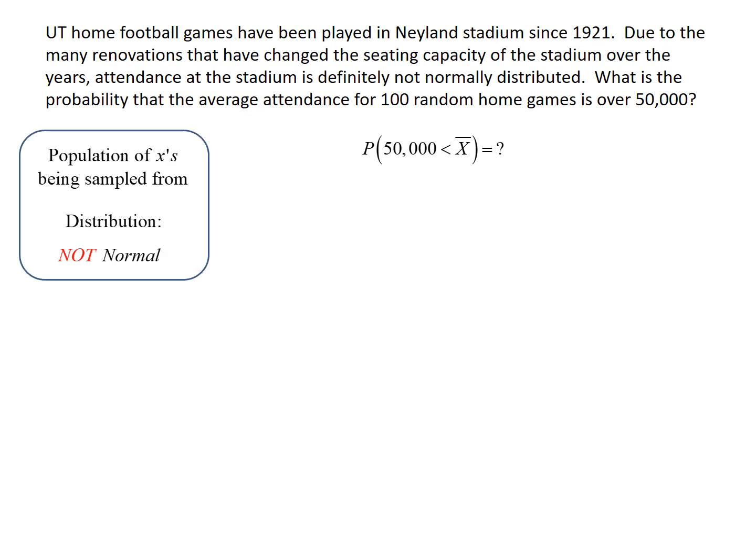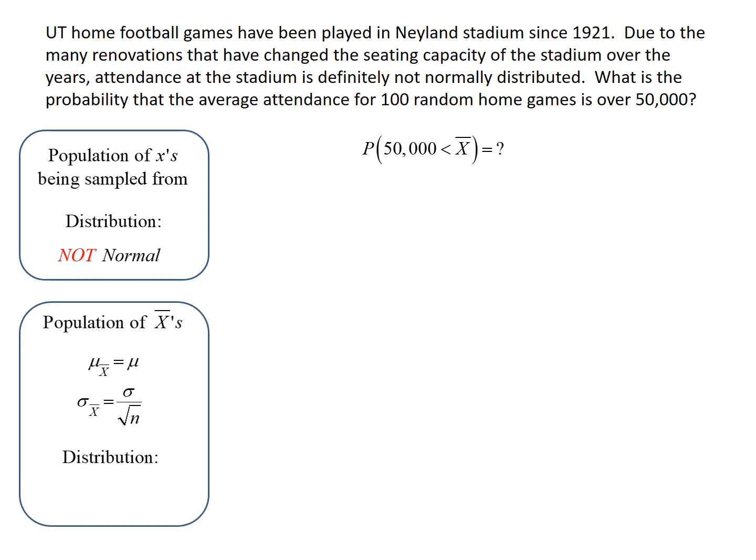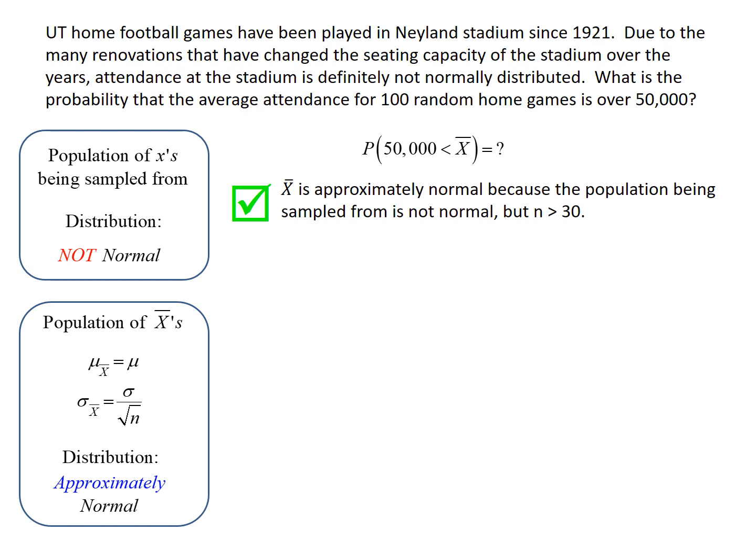The population we're sampling from is not normal. So in terms of X bar, that means X bar is not normal. The sample size is 100 though, and that's more than 30. So even though the population is not normally distributed, the central limit theorem gives us that X bar is close enough to being normally distributed that we can use it. That means we can use our normal CDF from 50,000 to infinity with the mean and standard deviation of X bar, which depend on the mean and standard deviation of the individual home games.